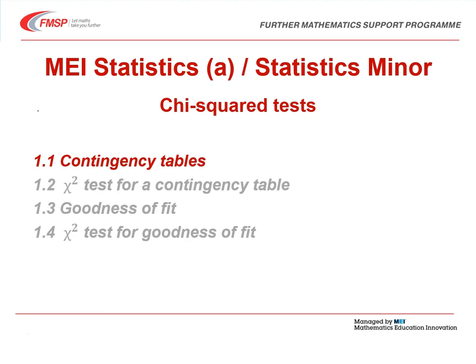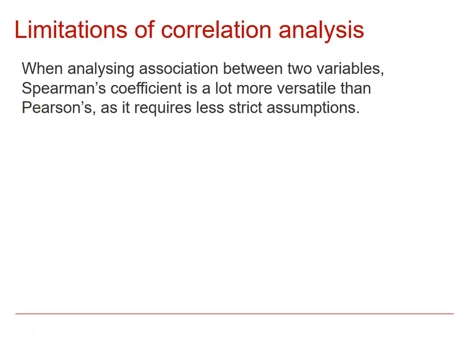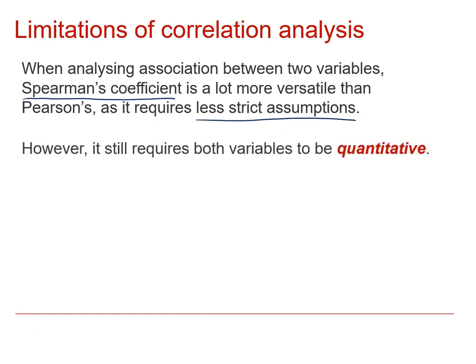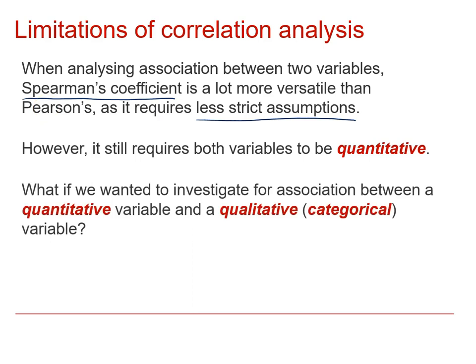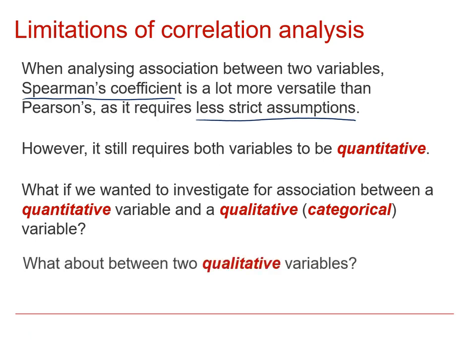1.1 Contingency tables. Now we know that when we're analysing association between two variables, Spearman's coefficient is a lot more versatile than Pearson's, as it requires less strict assumptions. In actual fact, Spearman's coefficient doesn't require assumptions. However, it still requires both variables to be quantitative or numerical. But what if we wanted to investigate for association between a quantitative variable and a qualitative or a categorical variable? What about if both of the variables were qualitative?